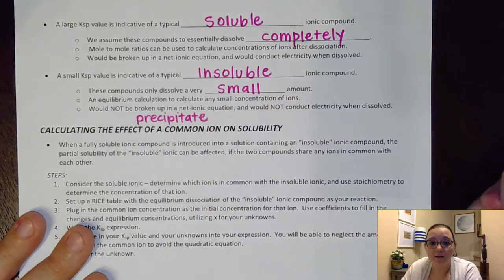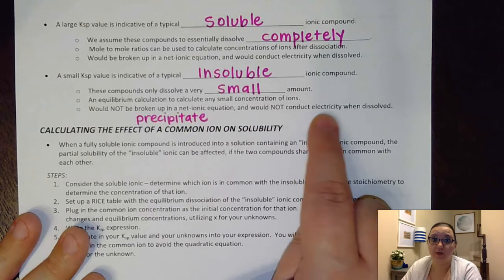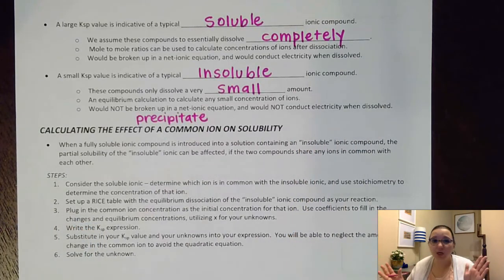Okay. Also, it would not conduct electricity when it dissolves. Yes, we're making a few ions, but it's not anything significant enough where we would be able to conduct that electric current. So we have to be really careful with those. Yes, we're dissolving them for equilibrium purposes, but most of the time we would leave them together as the compound, and we would say that the amount of ions is so small that it's negligible.